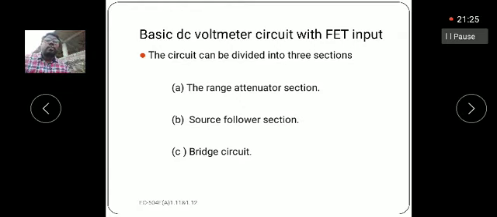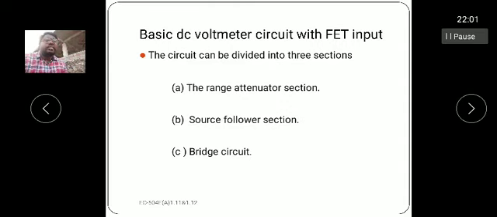The second one is the source follower section. The source follower section is nothing but an emitter follower. The source terminal of the FET is connected to the base of the transistor. The source follower matches the impedance, so it provides the maximum response, or the maximum power delivered to the load terminal. The transistor is connected to the FET as a load terminal. That is the use of providing impedance matching.